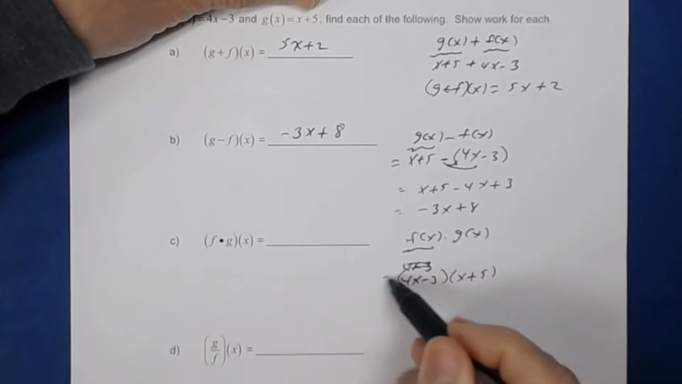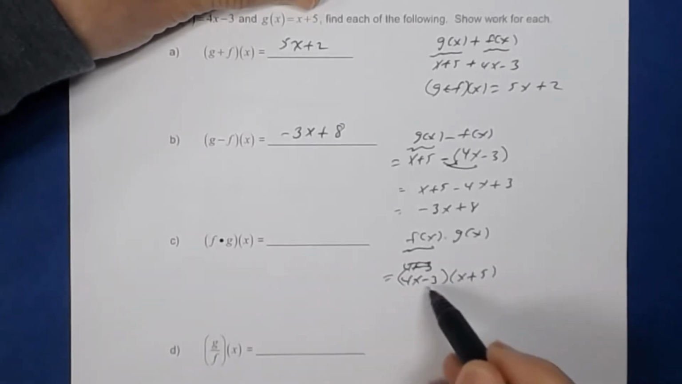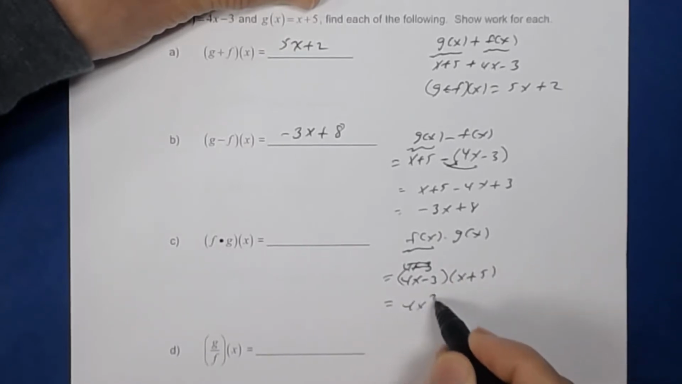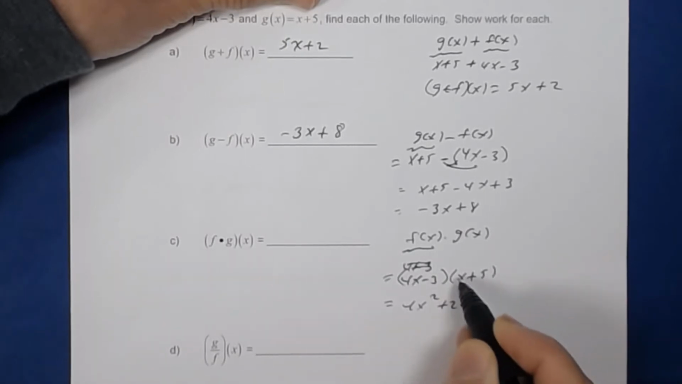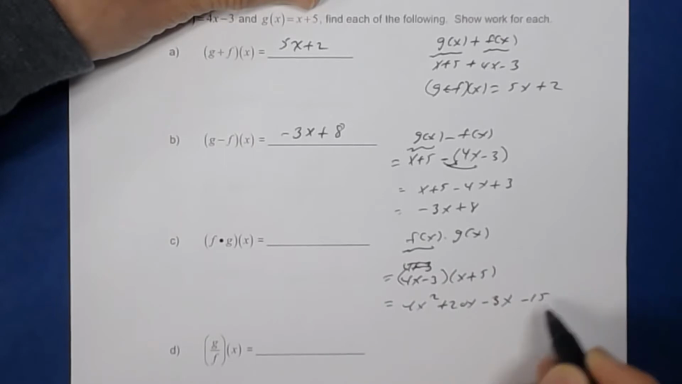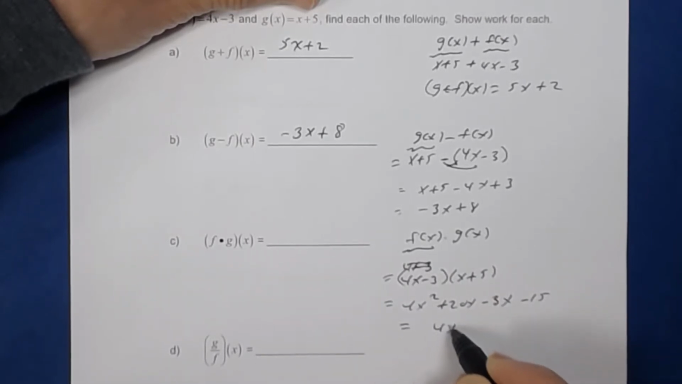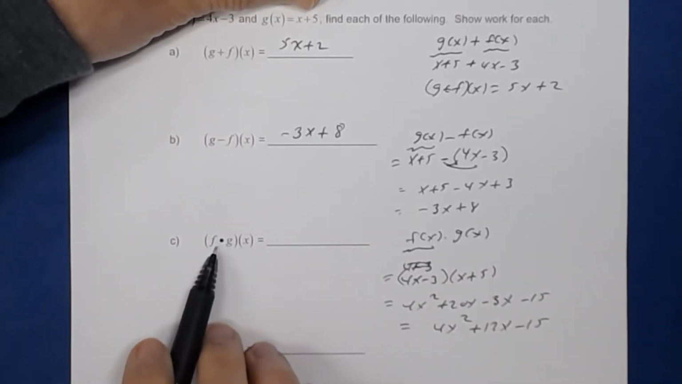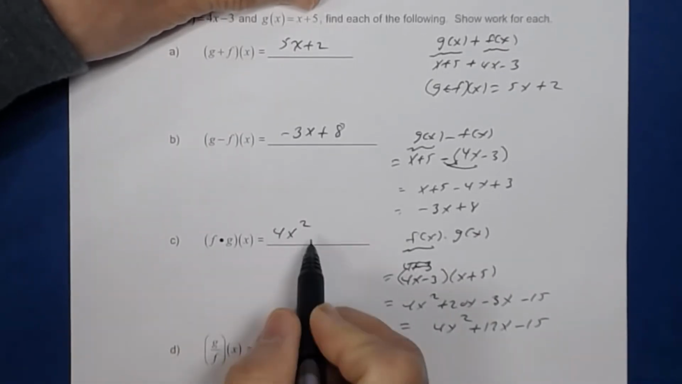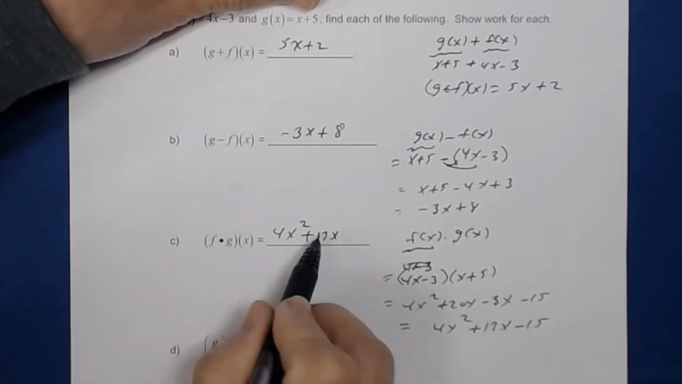And then all you do is use the FOIL method here, since those are two binomials. So I get 4x times x is 4x squared. The outer is 20x. The inner is a negative 3x. And the last is a negative 15. And then combining like terms, I get 4x squared plus 17x minus 15. And so that is the product of the functions f and g. So that's 4x squared plus 17x minus 15.